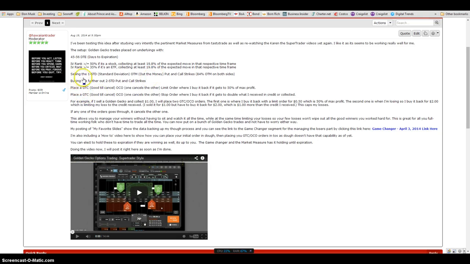At the same time, you're going to sell the one standard deviation out-of-the-money put and call strikes, which means you have an 84% chance of being out of the money on both sides. Then you're going to buy the further out-of-the-money two standard deviation puts and calls.